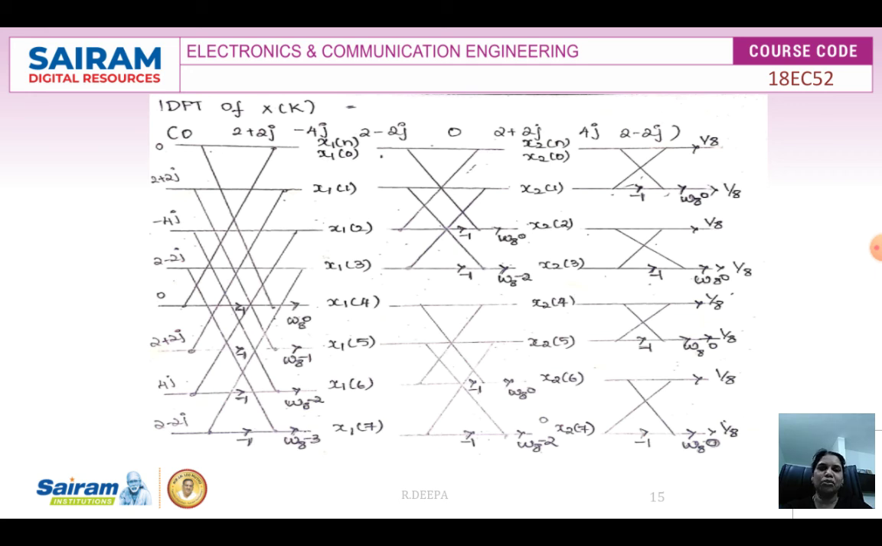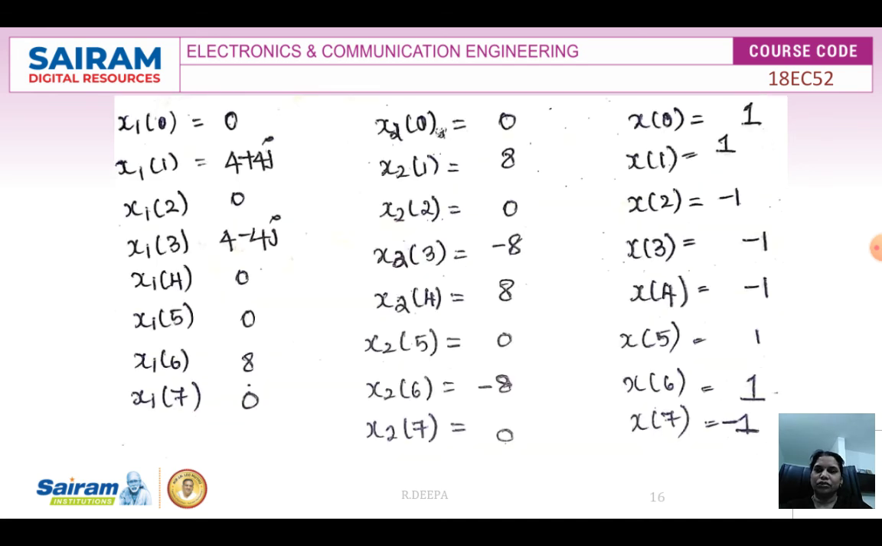The intermediate outputs I am going to name based on the final output as x1 of n and x2 of n. Now let us compute the output of the first stage. Once you frame the 8 equations, you will get the first stage output as 0, 4 plus 4j, 0, 4 minus 4j, 0, 0, 8 and 0.